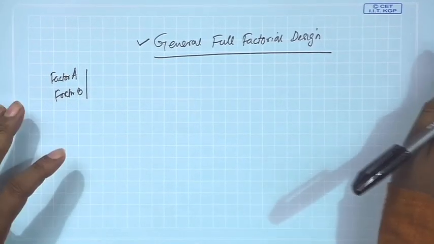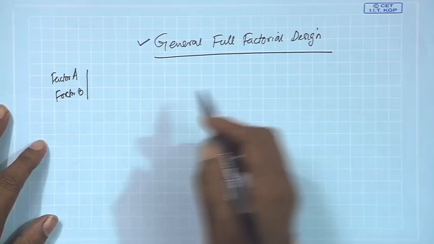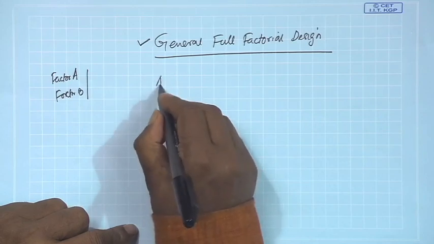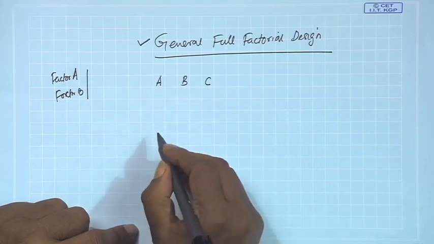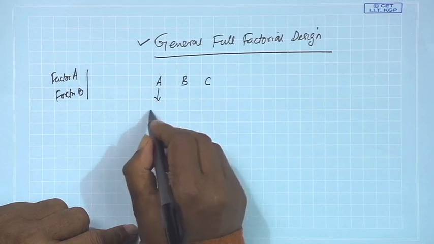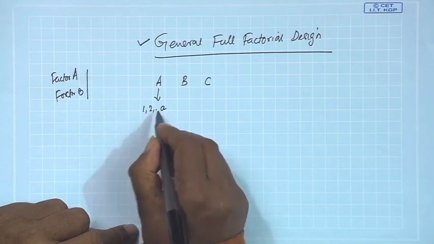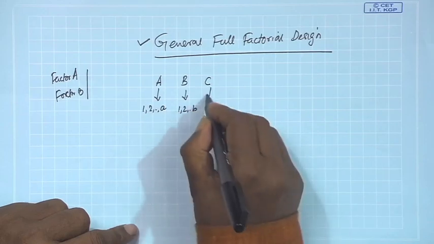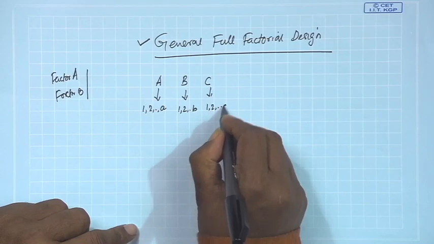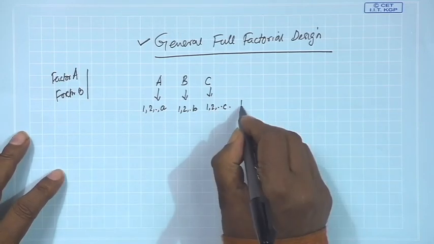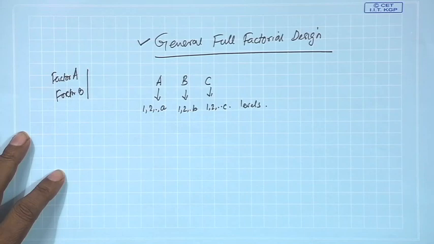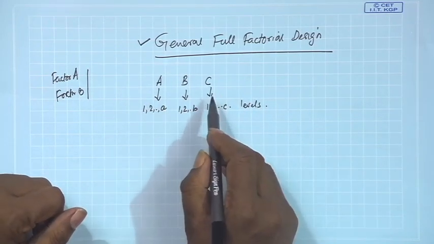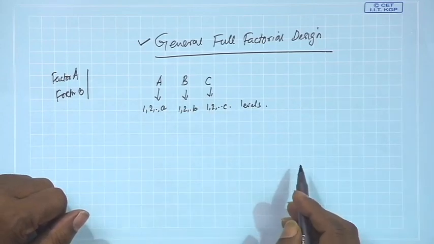So today we will spend some time on general full factorial design, and we will be considering three factors A, B and C: A with 1 to a labels, B with b labels and C with c labels. So we will discuss with the three factors, and it can be generalized to k number of factors.